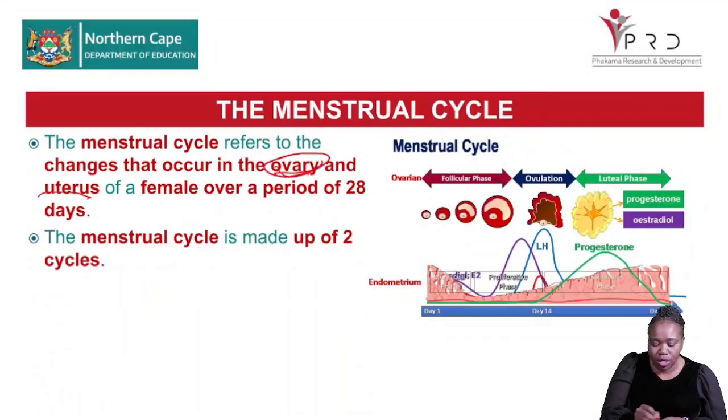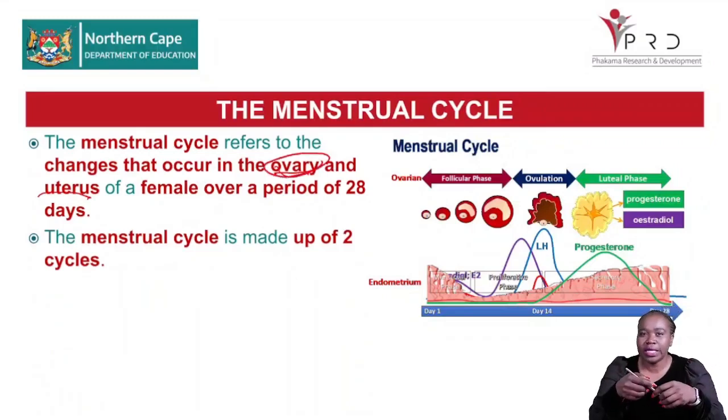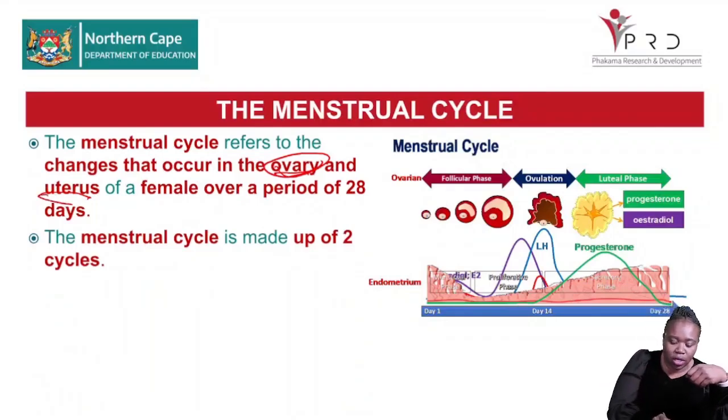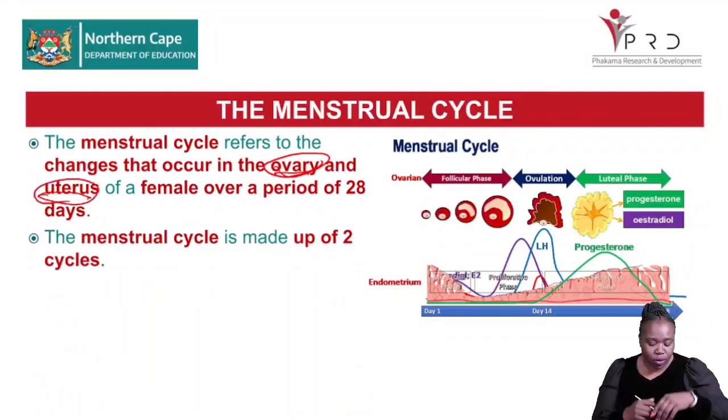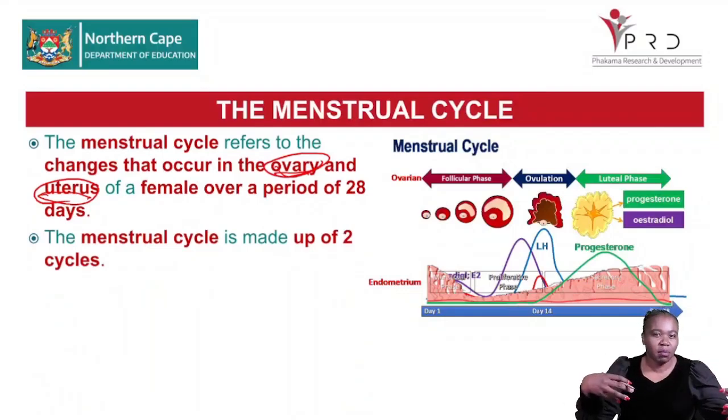Now, the changes that occur in the ovary include what we just looked at, which is oogenesis, right? And then we are also going to look at the changes that occur in the uterus. However, we will look at that in the next lesson. Please note that the changes that happen in the ovary and the changes that happen in the uterus can overlap, meaning that some of them can take place at the same time.